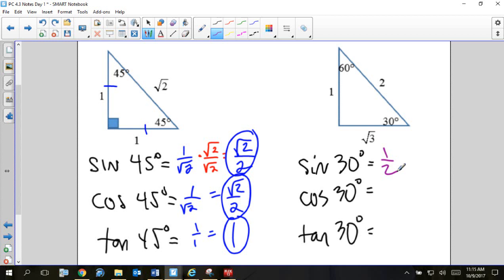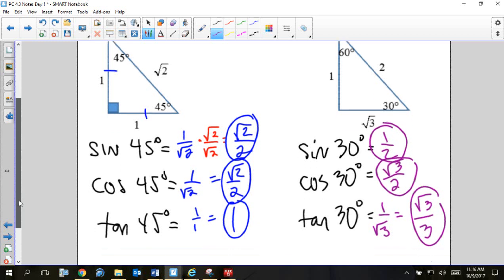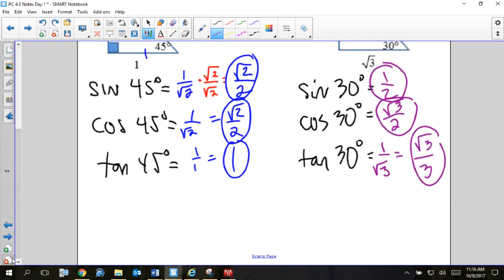Okay, cosine of 30 degrees is the other side, the square root of 3 over 2. And then tangent is 1 over radical 3, but we can't leave it like that. We have to rationalize it. It ends up being square root of 3 over 3. Those have to be memorized. I remember the tangent of 30 is the one with all the 3's in it. The square root of 3 over 3.